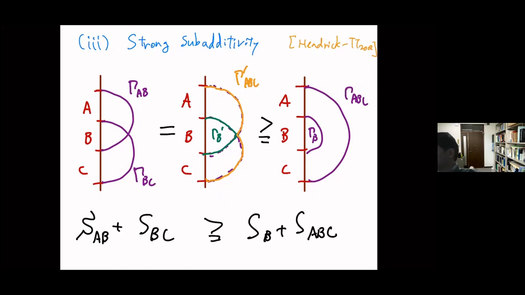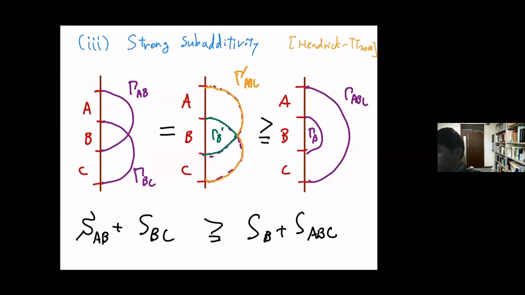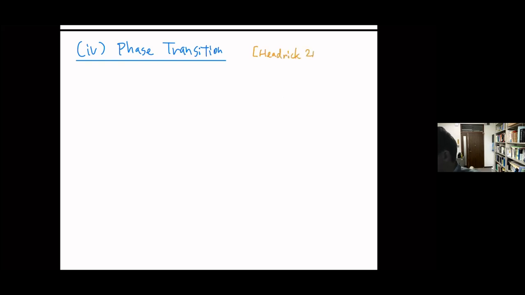So this is strong subadditivity, and we go to one more important property of holographic theory, namely phase transition. For that, we have some analog of phase transition that is only true for holographic theory, where A is a disjoint union.